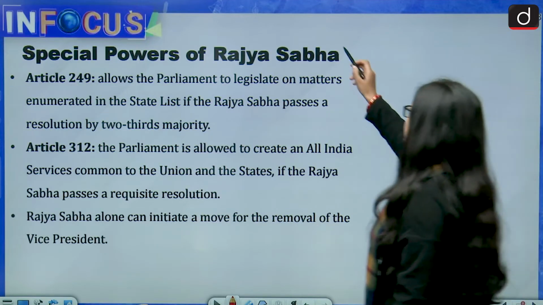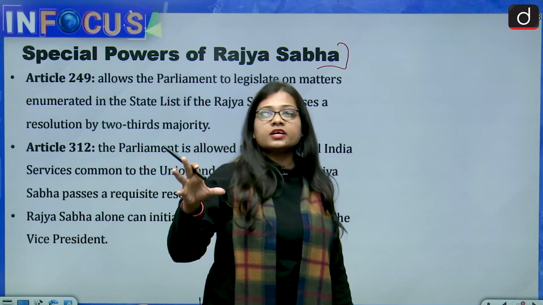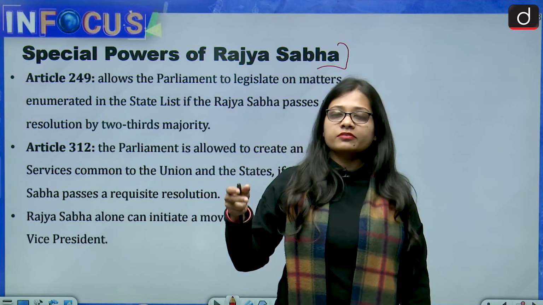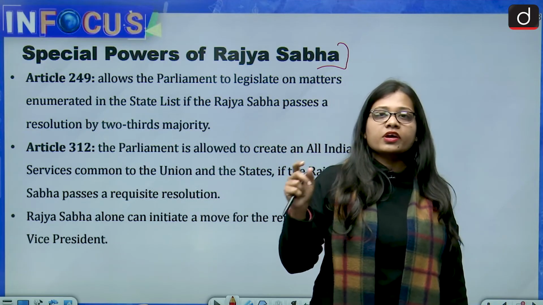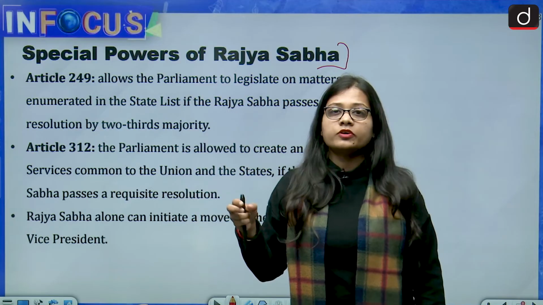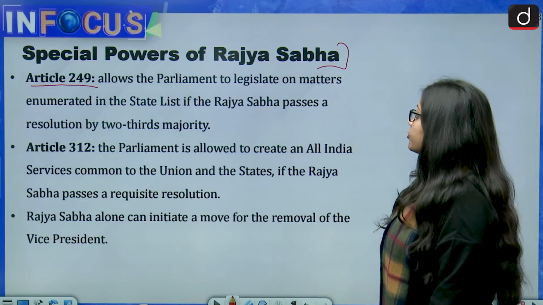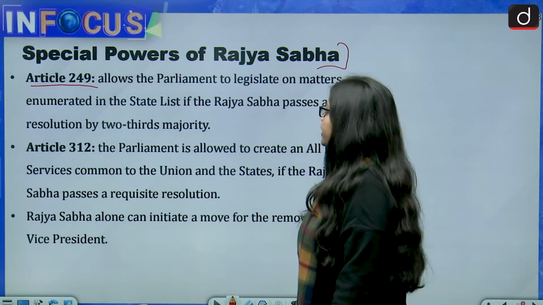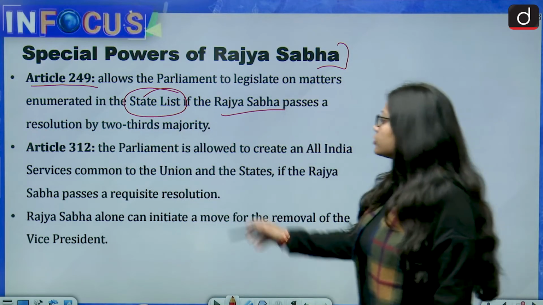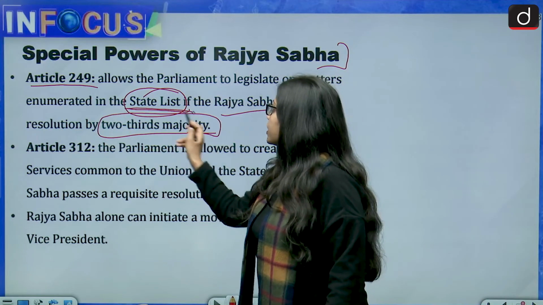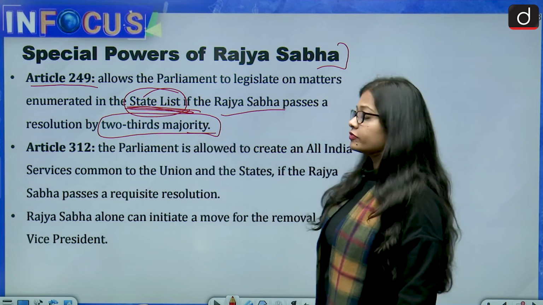Now the special powers of the Rajya Sabha. Even though with regard to the federal nature of Indian polity the Lok Sabha and the Rajya Sabha are equal, in certain cases we have seen that the Lok Sabha has more powers than the Rajya Sabha, but there are a few instances where the Rajya Sabha also has special powers. That is with regard to Article 249 of the Indian Constitution, which allows the Parliament to legislate on matters enumerated in the state list if the Rajya Sabha passes a resolution by 2/3 majority. So with regard to matters under the state list, the Rajya Sabha also has power under Article 249.